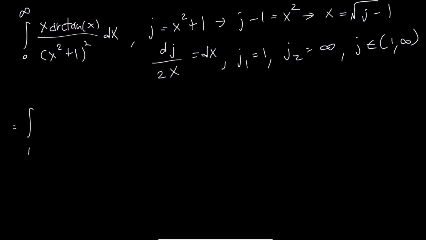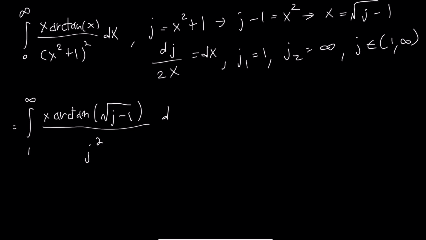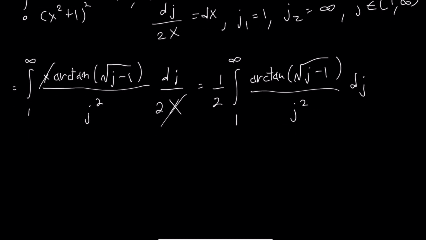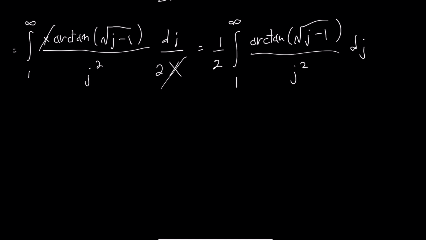So we have the integral from 1 to infinity of x arctangent of the square root of j minus 1 divided by j squared times dj over 2x. And as you could see, the x's cancel. We could bring down the 1/2 integral from 1 to infinity of the arctangent of the square root of j minus 1 divided by j squared dj. And now from here we could use integration by parts.